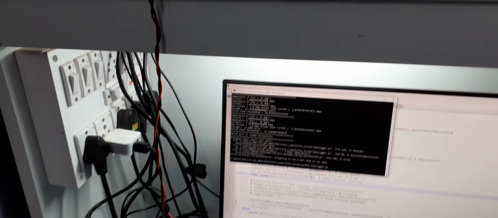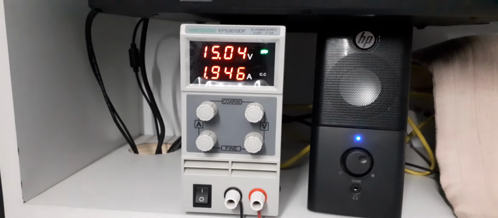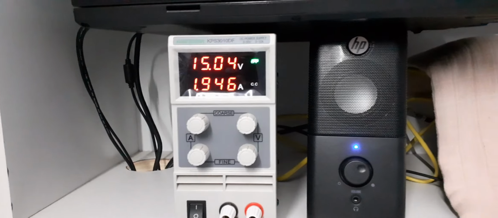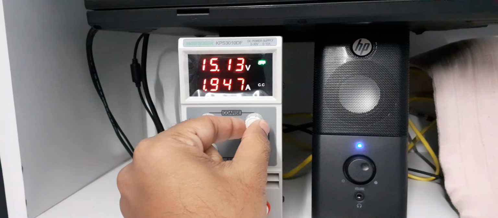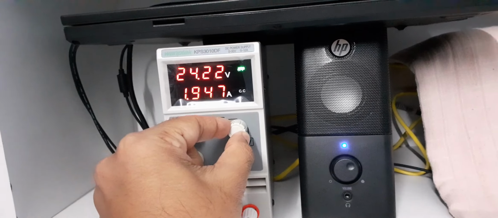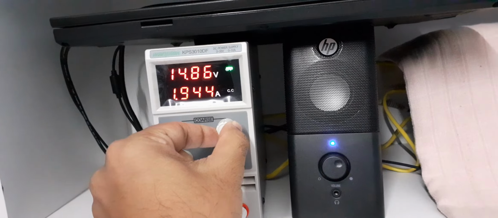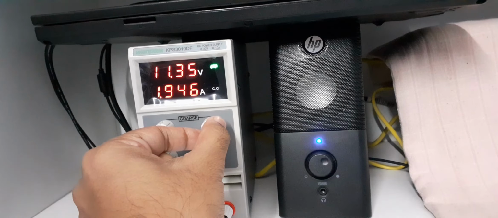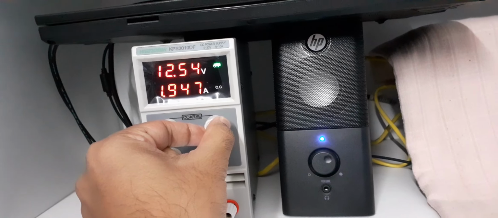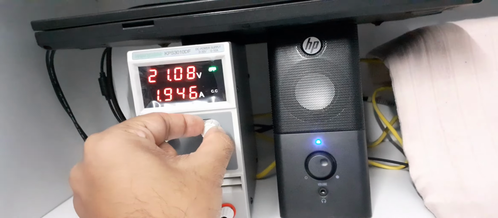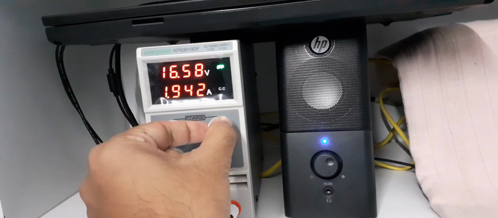I'm running the script which is configuring the power supply in constant current mode, and it is presently set to about 2 amps, close to 2 amps. To prove that, I'll change the voltage, and as you can see, however I change the voltage, the current still remains at 2 amps. This can be useful in checking certain kinds of power supply. This load is useful, since no matter what the voltage is, the current remains constant.